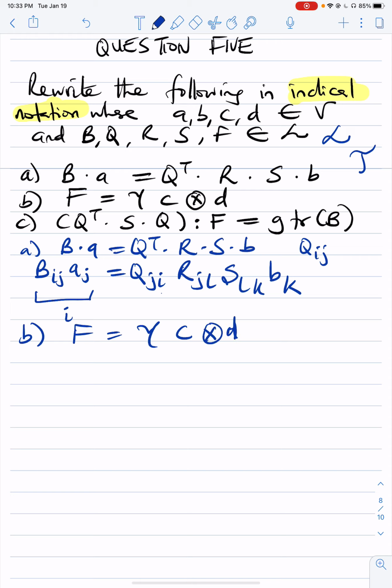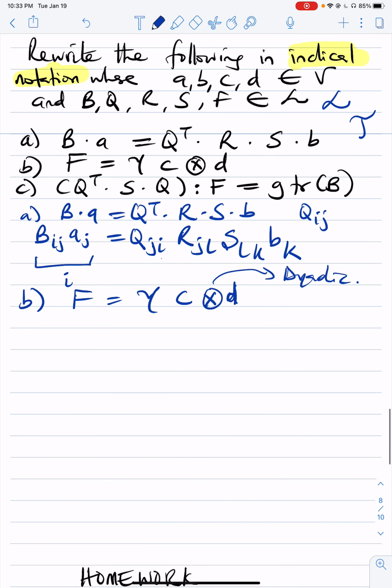So B, F equals gamma C dyadic D. This is a dyadic product. Gamma is a scalar in this case. F is a tensor or a matrix, so it's Ij, right? So what you get from the left hand side should also be equal to Ij when you multiply. This is a scalar, it remains C I D G.